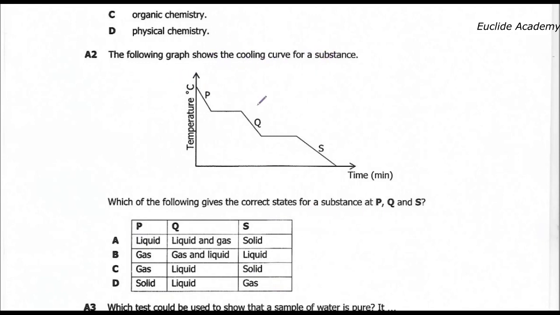The cooling curve shows the changes from gas to liquid to solid. So we can have a substance as a gas here, then as a liquid, then as a solid right there. At P it can be a gas, at Q a liquid, and at S it should be solid. So the correct one here would be gas, liquid, solid, which is C. So for 2, we're going to go with C.